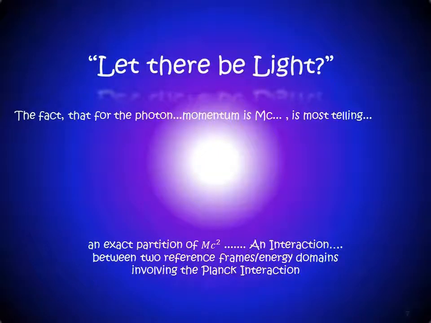Now, one of the most telling facts is that if we take the momentum of the photon, whose momentum is mc, we find that it is an exact partition of c squared. You've got mc squared, and instead of mc squared, you just take off the speed of light, and so we have an interaction between two reference frames. And these two reference frames, as we know, define all of energy and all of mass through the E equals mc squared equation.